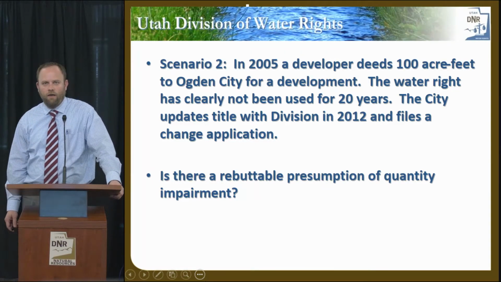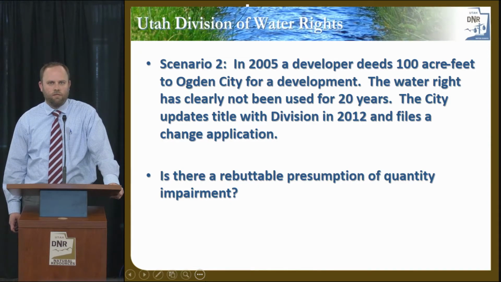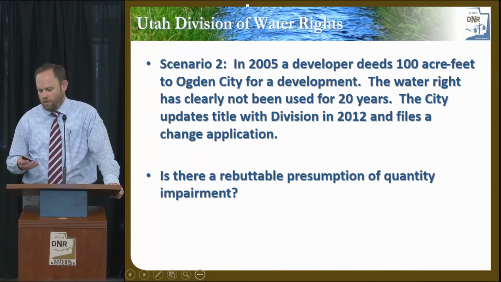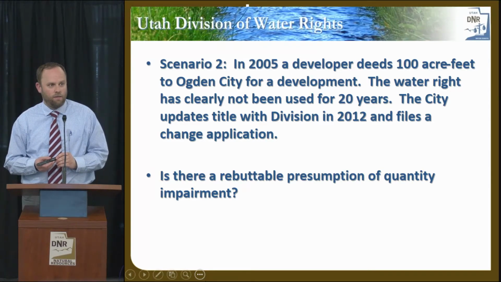Okay. Another issue, and this is maybe more common for our public water suppliers. In 2005, a developer deeds 100 acre-feet to Ogden City for development. The water right has clearly not been used for 20 years. The city updates title with the division in 2012 and files a change application. Is there a rebuttable presumption of quantity impairment?